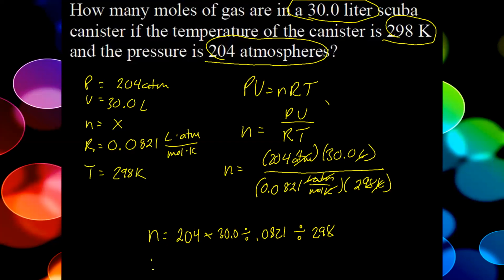Be careful about that. If you go 204 times 30 divided by 0.0821 times 298, it's going to divide only by the 0.0821 and take that whole answer and multiply it by 298, which is not what we want. So please type it in carefully. Okay, what do we get for our moles here?